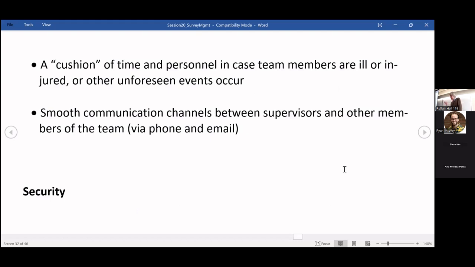You may want to build in some extra time in the schedule for transportation or team members becoming ill, or other unforeseen things happening that may slow you down. And then you want to have really good communications by cell phone or email or things like this.